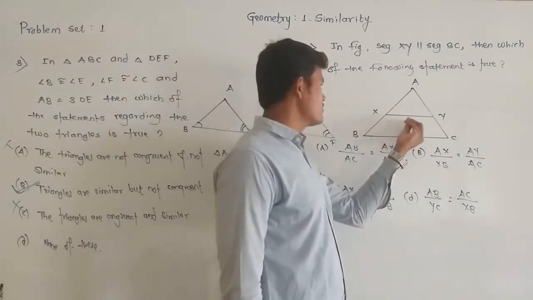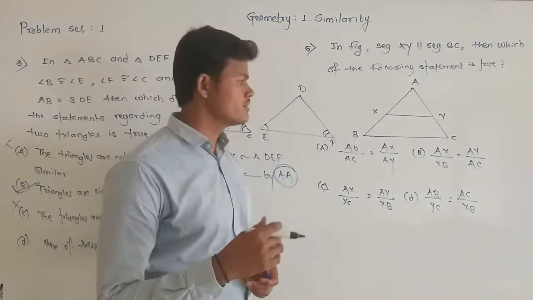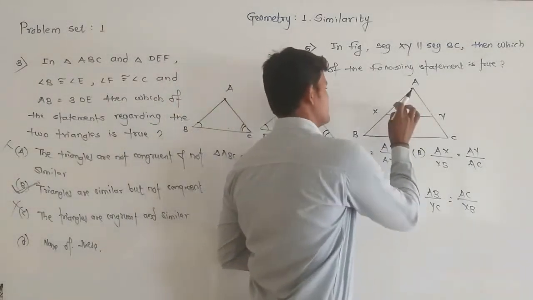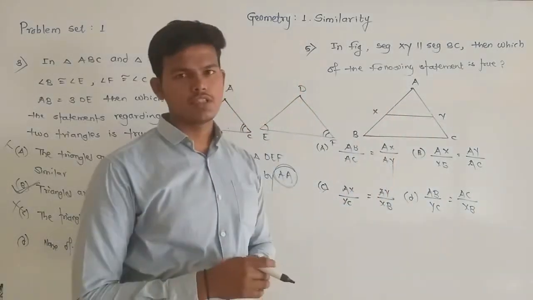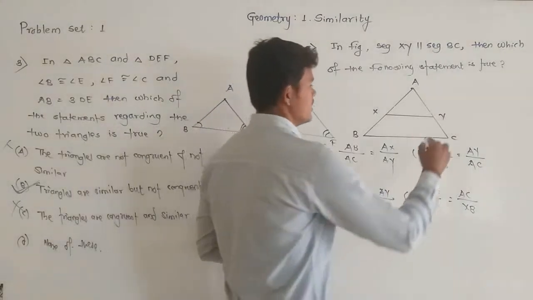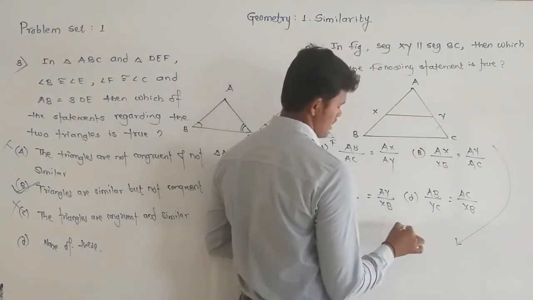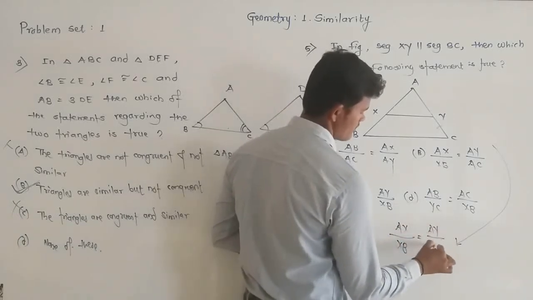Looking at the figure, you will notice that a line is parallel to the side of a triangle. Then we use the basic proportionality theorem. Why? Because when a line is parallel to any one side of a triangle, we use the basic proportionality theorem. And by using it, we get AX upon XB is equal to AY upon YC.